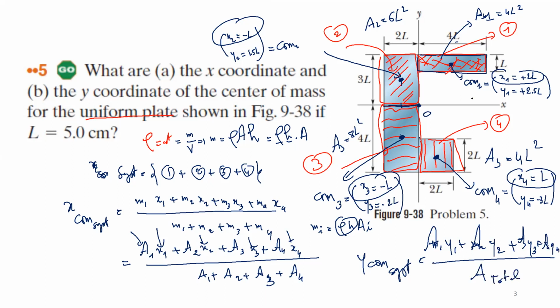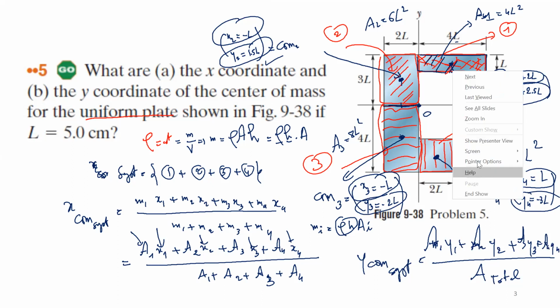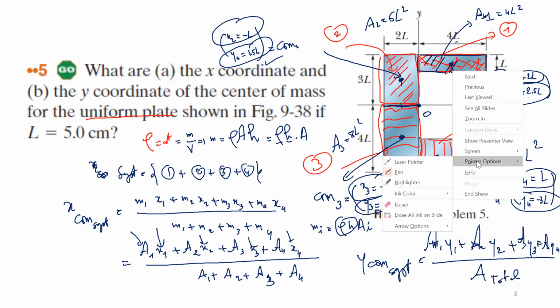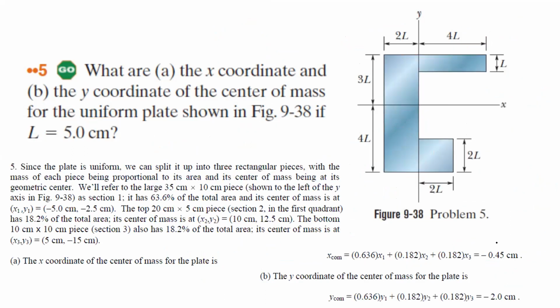Okay, I know each area: area of 1 is known, area of 2 is known, area of 3 is known, area of 4 is known. I know y1, y2, y3, and y4. I just replace, and then I will get my answer. So at the end, you will get an answer of, let me erase this. Okay, so this is the X of the center of mass, and this is the Y of the center of mass.